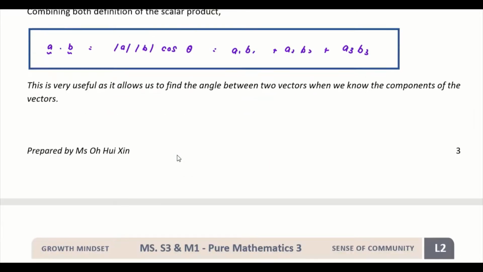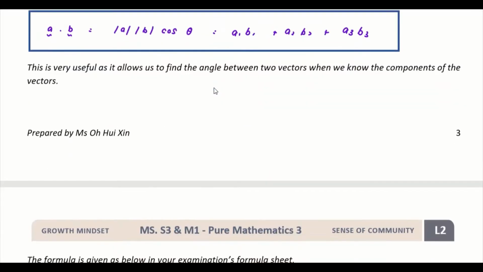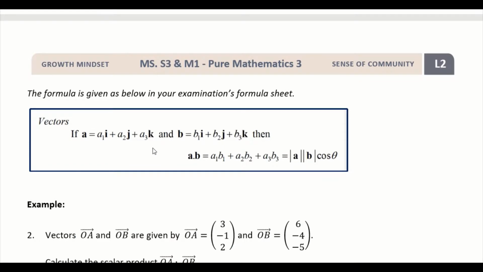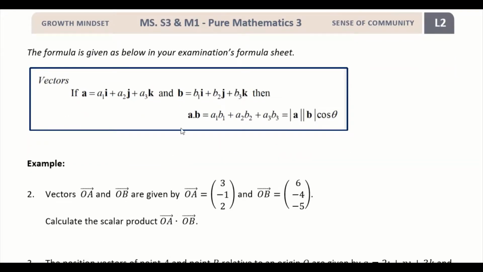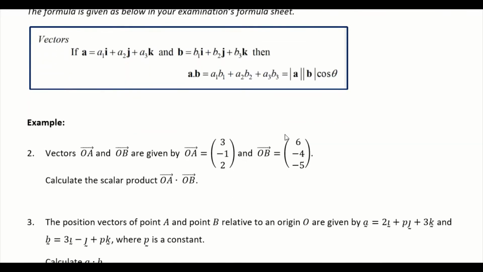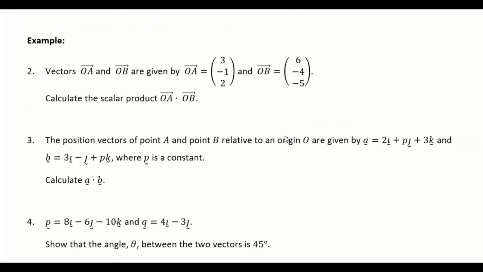Okay, so this formula will be given in your examination formula sheet exactly like this. You can see that if vector A is a1 i, a2 j, a3 k, then B is this, and this is the formula that we wrote just now. Now we'll be looking at a few simple examples so that you can understand how everything works.